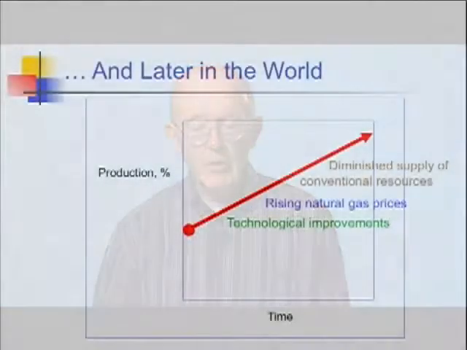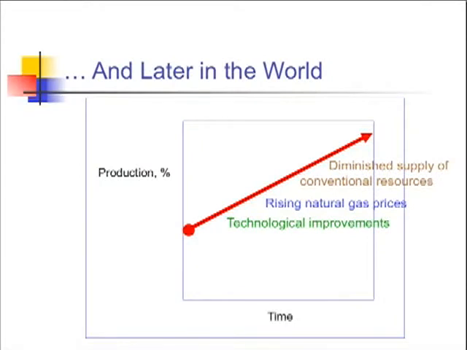Now, what I've shown you was for the lower 48 states in North America. I also have reached the conclusion that this same sort of increase in importance of unconventional resources will occur throughout the world, except in most places later than in the U.S. So I've shown the same sort of graph here of production of unconventional resources as a function of time, increasing over time for the same reasons that I have indicated in the U.S.